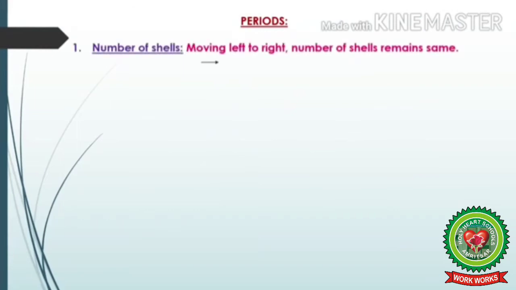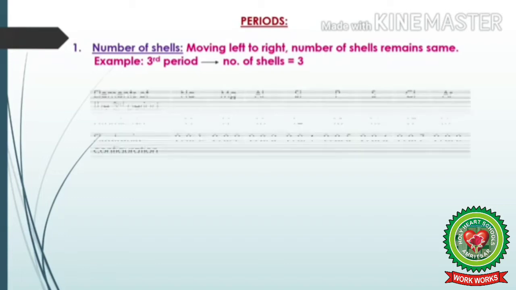The first one is number of shells. Now, when we move from left to right along a period, the number of shells remains the same. For example, the elements of the third period will have the number of shells equal to 3.